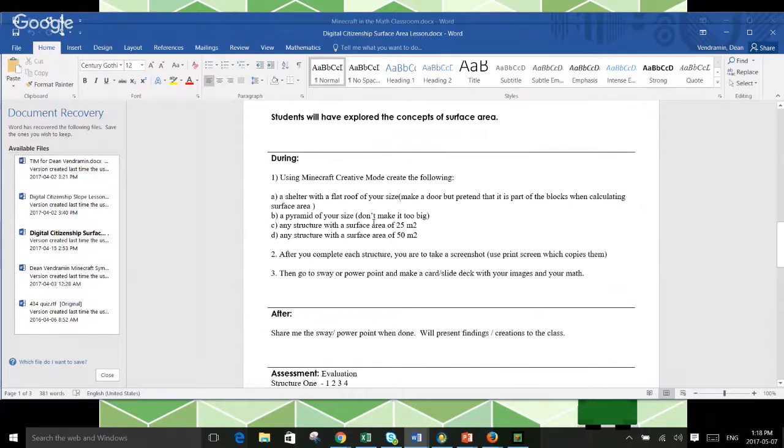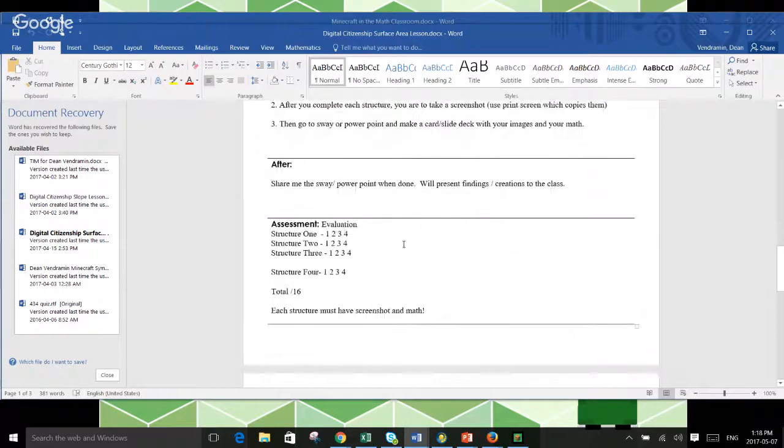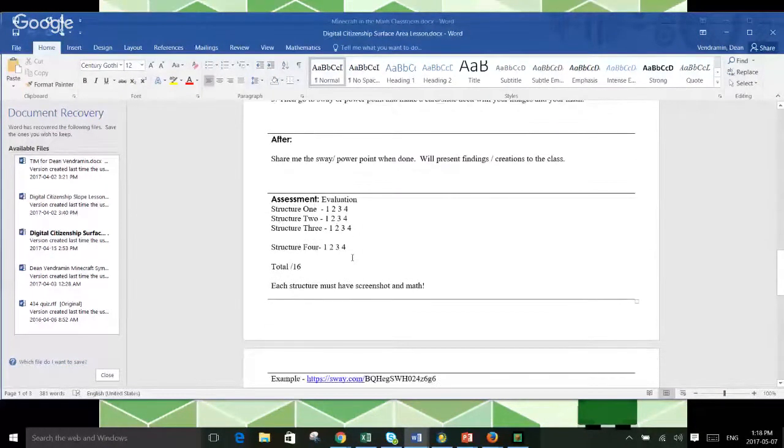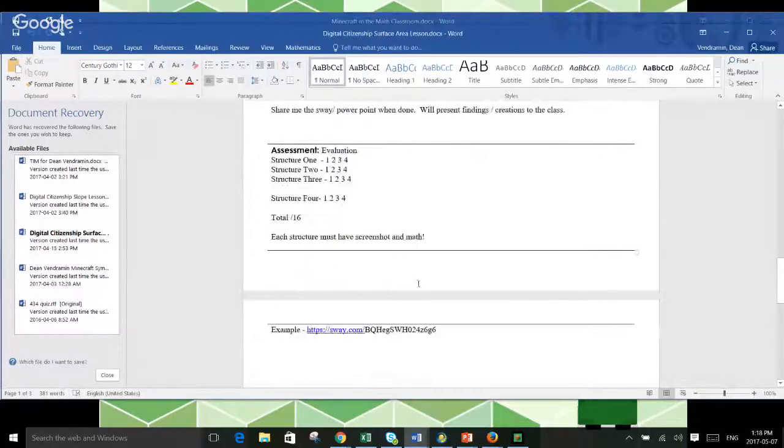So what they were able to do, and I'll show you some examples, they were able to build a shelter. We're doing a pyramid, like a step pyramid. And then I gave them a couple of examples to do, and I just said, well, make me something that has 25 meters squared, for example, or 50 meters squared. With this assessment, I was assessing what they did by watching them, but I also put a little rubric here that helped organize it. I just didn't want to put too many constraints on it because I wanted to see what the kids came up with.